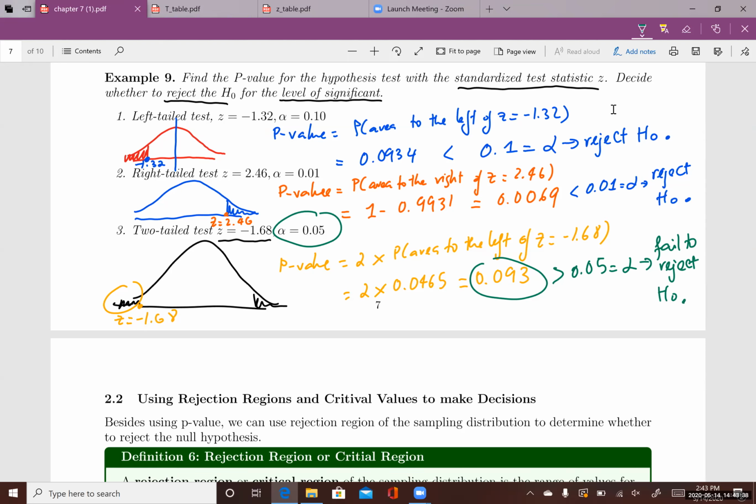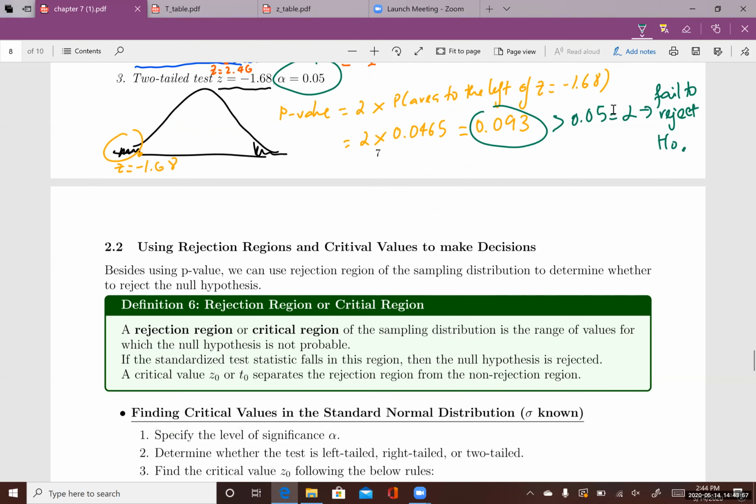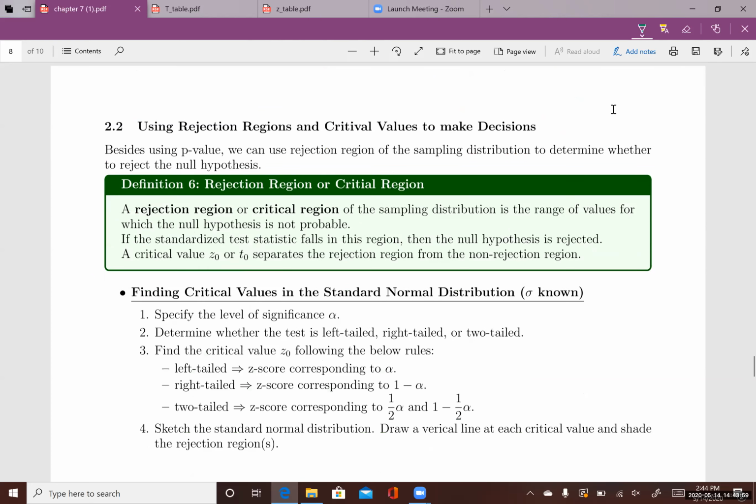So these are some examples on how you're going to use p-values in order to make the decisions whether you reject the null hypothesis or fail to reject the null hypothesis. That's how you use the p-value. And then the next method is you're going to use rejection regions and critical values to make the decisions.